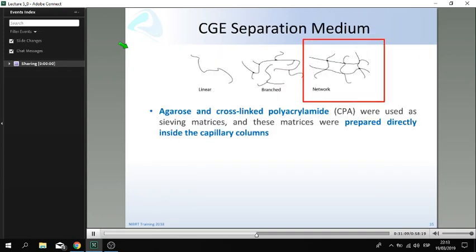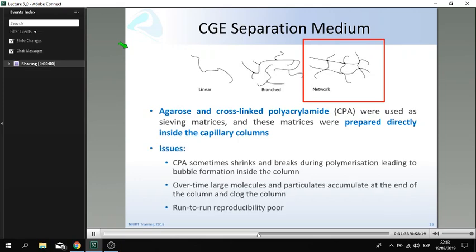The media that we use for CGE is slightly different from the polymers that we use for gels. The polymers used for slab gel electrophoresis were traditionally used for CE. They were agarose and cross-linked polyacrylamide, and they were prepared directly inside the capillary columns, so you would polymerize it in your capillary column.